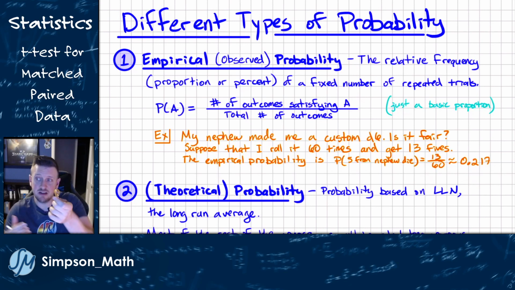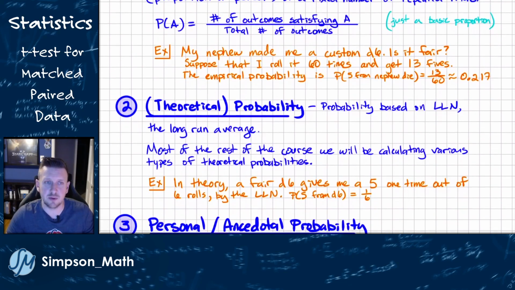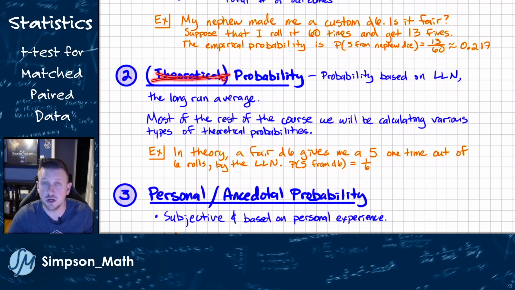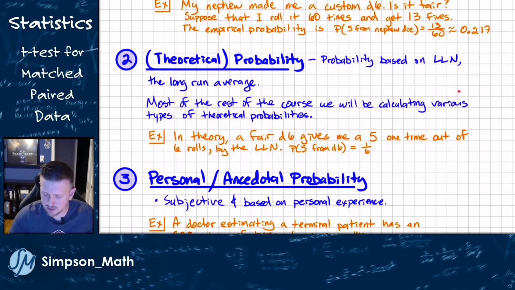I don't know it in theory. I haven't rolled this die an infinite number of times, but I have done it 60, and I got this. So that's my observed probability. The theoretical probability, or often just when we refer to probability, we're talking about the probability in theory. This is the probability based on the law of large numbers. It's the long run average. In pretty much every chapter, we're going to touch on some version of probability.